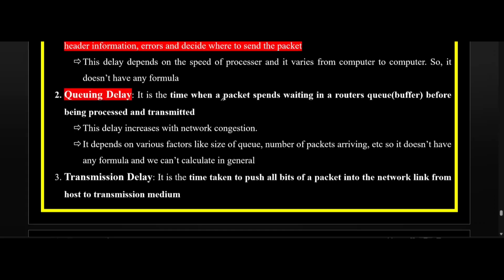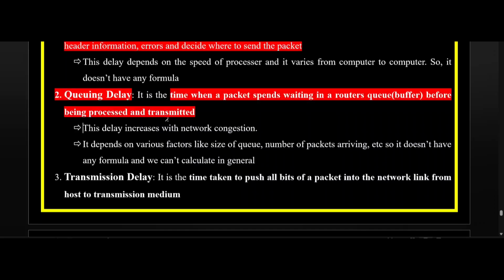The second one is queuing delay. It is the time a packet spends waiting in a router's queue or buffer before being processed or transmitted. So it gives the waiting period. A message or a packet waits in the buffer. This delay increases with network congestion. Queuing delay depends on various factors like the size of the queue, the number of packets arriving, etc. So it doesn't have any formula. We can't calculate it in general.